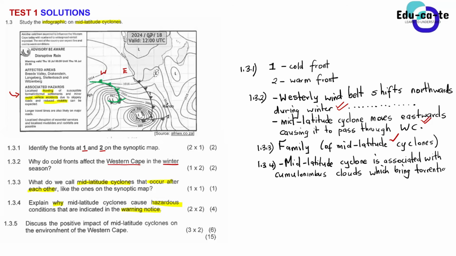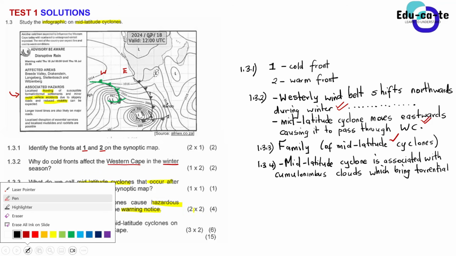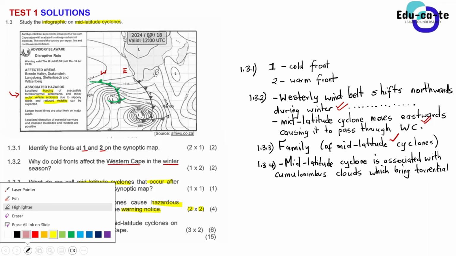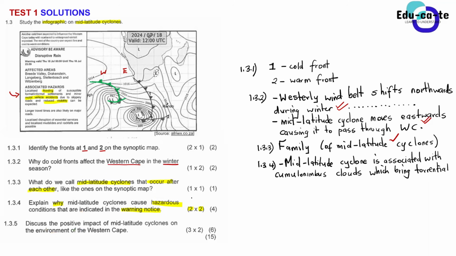You explain it, guys. Please mind the mark allocation, guys. This is 2 by 2. It means that you have to give 2 points for 2 marks. So when the mark allocation comes in Geography and they say 2 times 2, it means this is 2 points for 2 marks each. Are you guys understanding that?